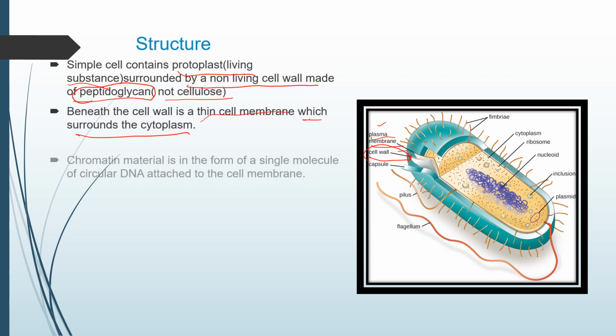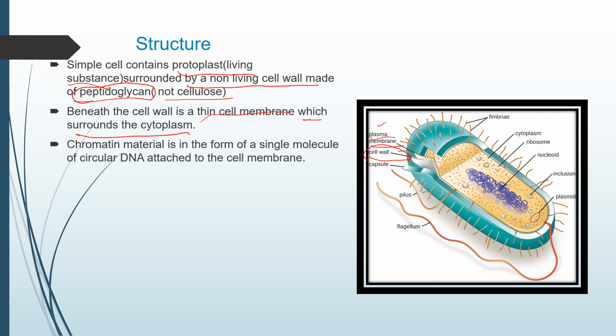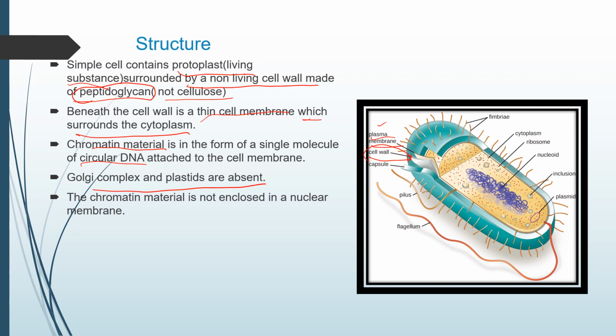So it surrounds the cytoplasm. The chromatin material is in the form of a single molecule of circular DNA. What is the chromatin material here? It is the nucleoid, which is attached to the cell membrane. It is a circular form of DNA attached to the cell membrane. In bacteria, Golgi complex and plastids are absent, as it is a very simple type of cell. The chromatin material is not enclosed in any nuclear membrane, so it is free.